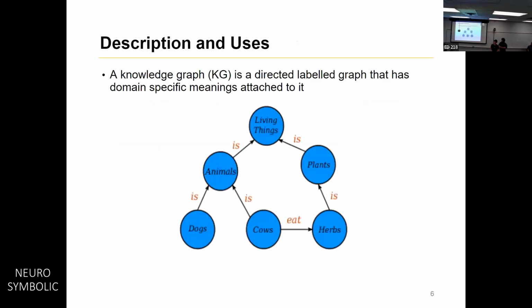Now to touch on knowledge graphs, here we have an example of a knowledge graph, which is pretty intuitive. As you can see, a knowledge graph is essentially a graph of edges and nodes depicting some semantic relation between all the nodes. So here, in the bottom left, we have dogs, which is an animal, and an animal is a living thing, so you can infer that a dog is a living thing based on the connecting edges.